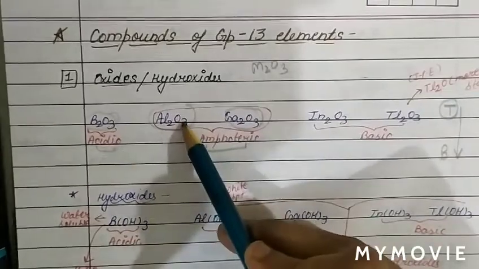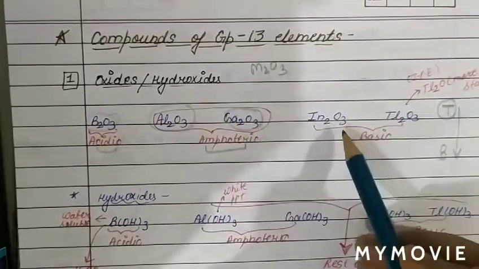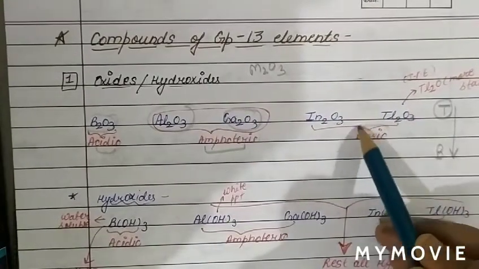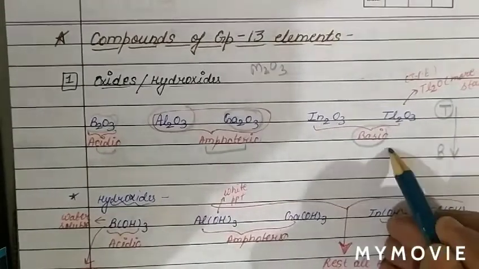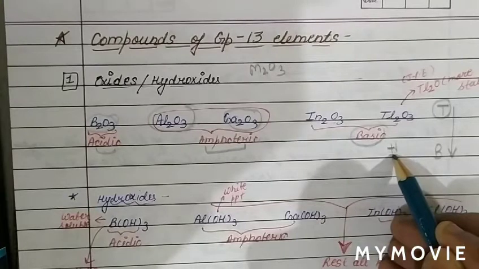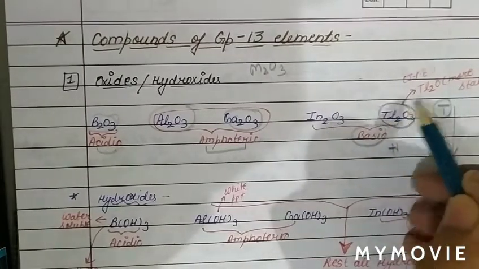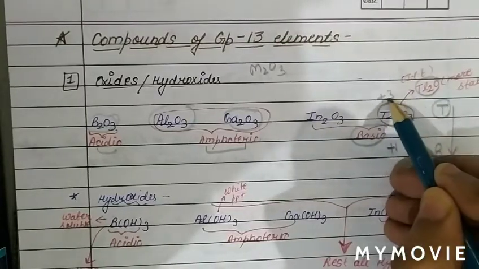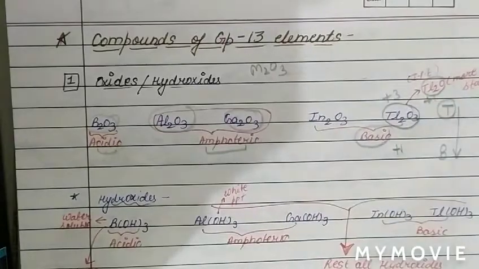So these oxides can react with acid as well as base, while the oxides In2O3 and Tl2O3 are basic in nature. And we know, according to the inert pair effect, the +1 oxidation state of thallium is more stable than +3. Therefore we can say Tl2O3 and Tl2O, because in Tl2O3 the oxidation state of Tl is +3, while in Tl2O the oxidation state is +1.